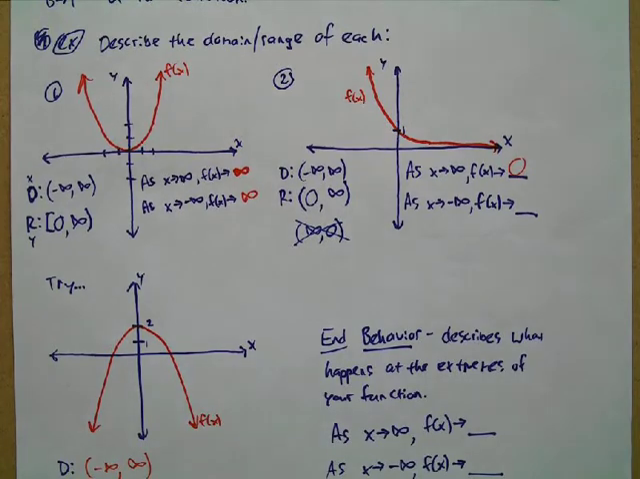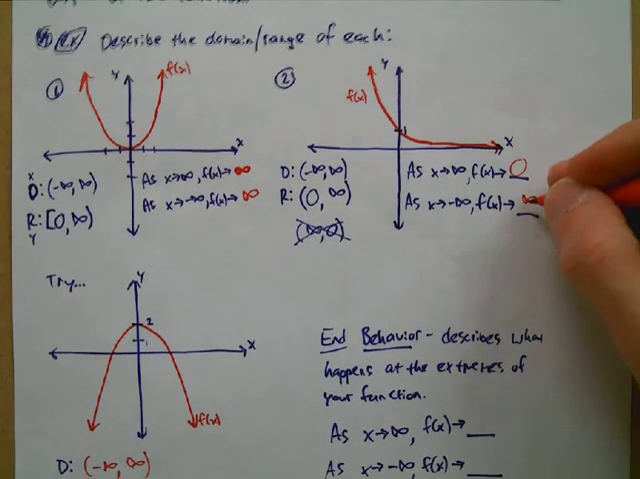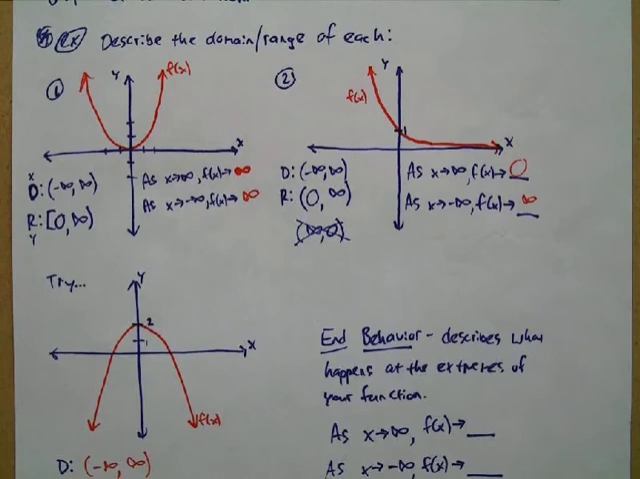You want to do the other one too, Garrison? As we go further and further to the left, what are the y values going to approach? That's it. Okay. Easy peasy, right? Try this one.